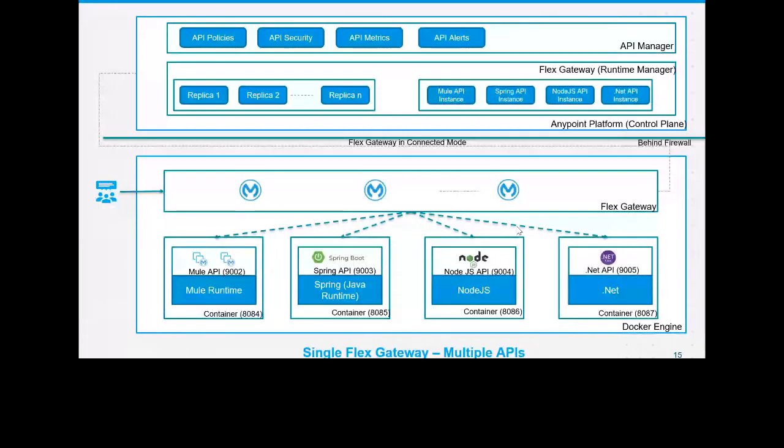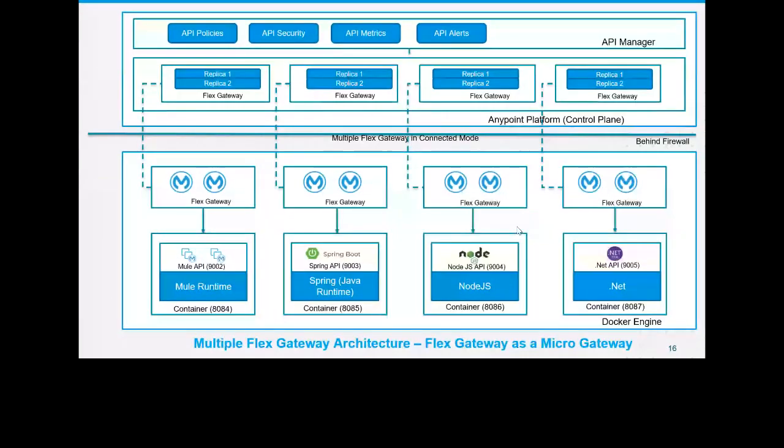The next architecture is where you can use multiple Flex Gateways, or we can call this a Flex Gateway as a micro gateway. There might be n number of ways you can set up the Flex Gateway. Here I am showing it technology-wise. If I have a MuleSoft API, I can either use it directly, or I can use the Flex Gateway also.